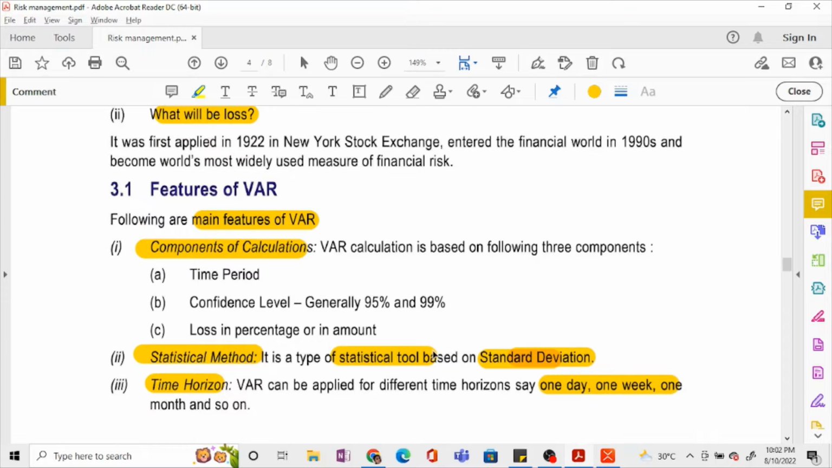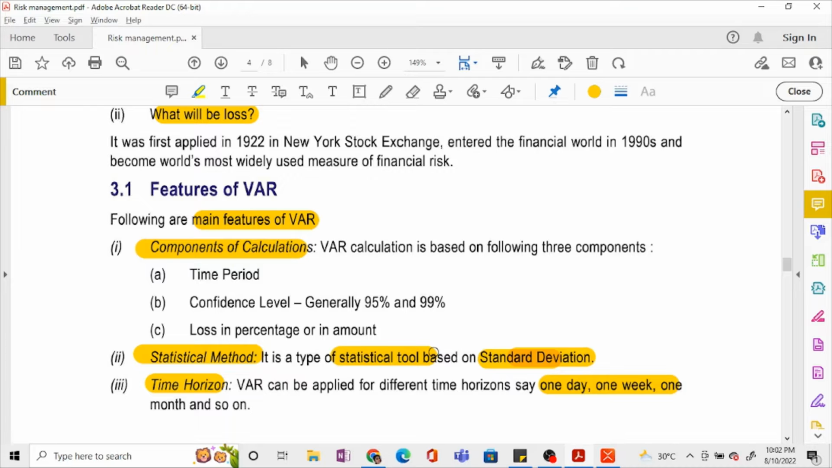What are the features of value at risk? There are three components to identify it. First is the time period, say 1 day or 1 week. Then the confidence level, 95% or 99%. At a 95% confidence level, how much is the maximum possible loss? At a 99% confidence level, how much is the maximum possible loss? Then the loss, as a percentage or an amount, at this confidence level: how much loss can occur during a particular day or week. If we invest this much amount in this security, what will be the maximum loss? That is called the value at risk.